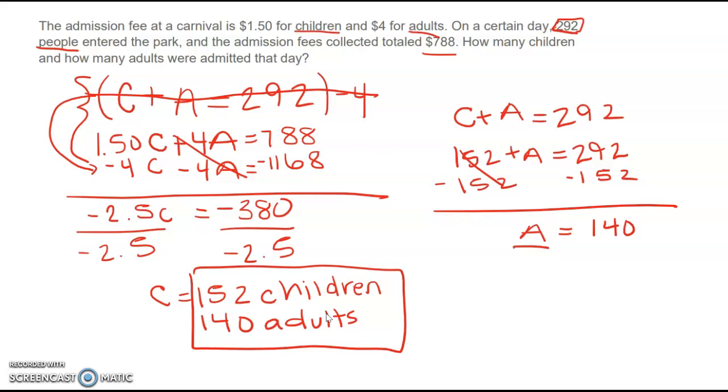We can also check and make sure it adds up to 292. So if I add 152 and 140, I am going to get 292. So I know that works. And then I can even substitute them into this equation to make sure it works there too. But I will leave that for you to do.